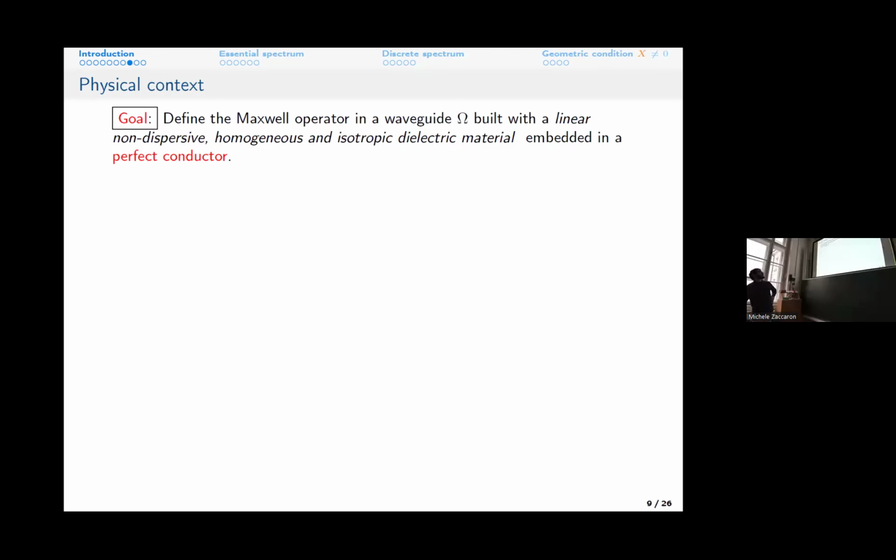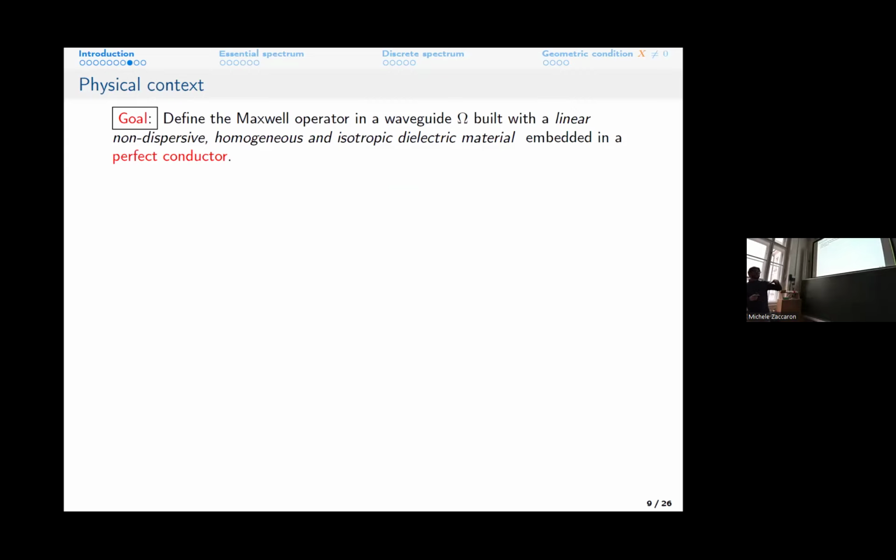I explained to you the geometry. Let's talk about the physical context. So, electromagnetic waveguides, we want to impose the Maxwell system. We will assume the waveguide to be a perfect conductor, so the walls are perfectly conducting. This is to define our boundary conditions.